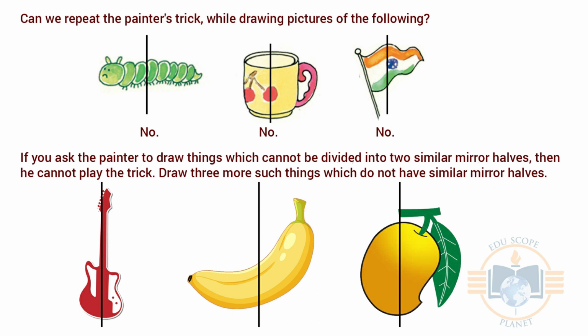Now the first one is the picture of a guitar. If you divide it into 2 halves, you cannot find 2 similar halves. Second one is the picture of a banana. If you divide it into 2 parts, you cannot find 2 similar halves. And the third one is a mango. Here also you cannot do that.